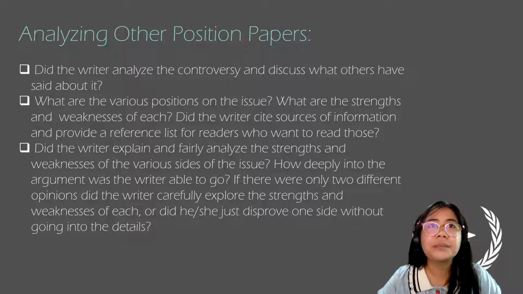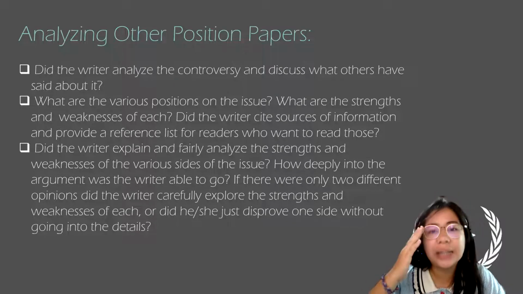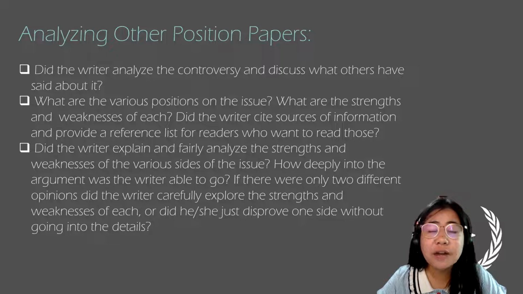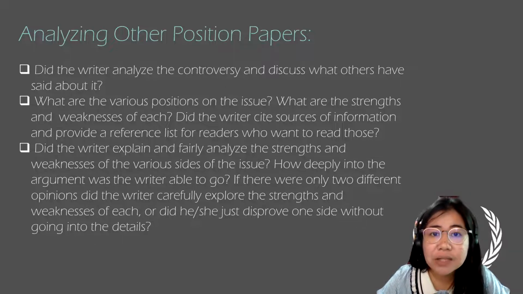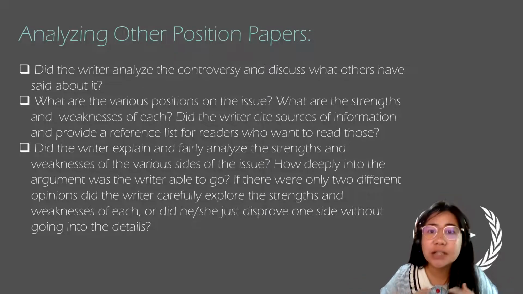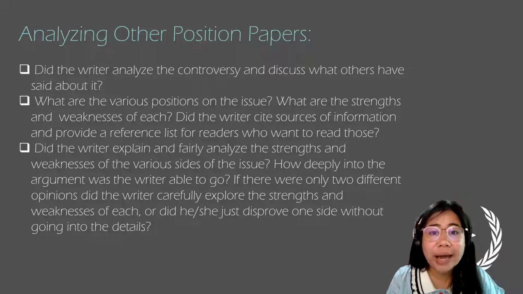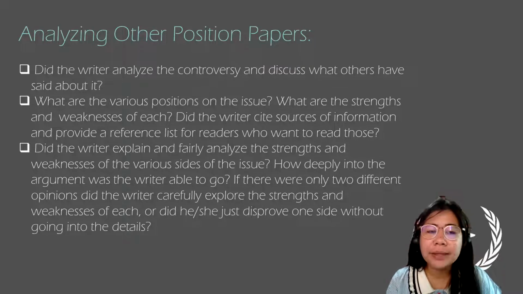So in order to make our position paper more credible, we have to provide a reference list or list of online resources, so that our future readers can look into these articles and analyze the articles that we have cited, so that they are able to comprehend the whole thing. So you have to make sure that you provide a reference list in your position paper.